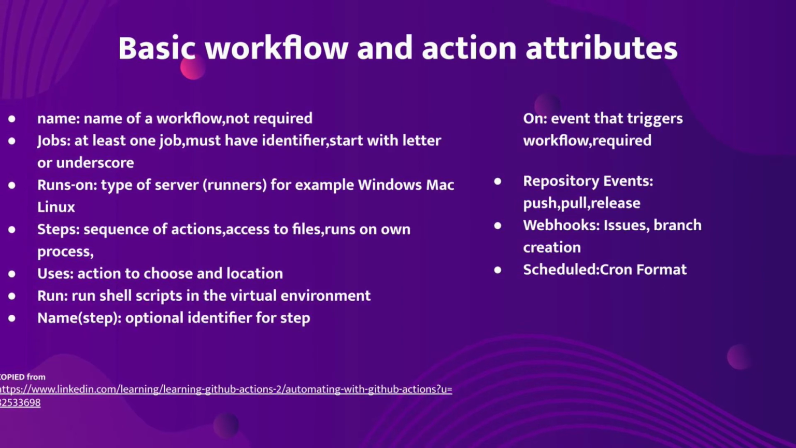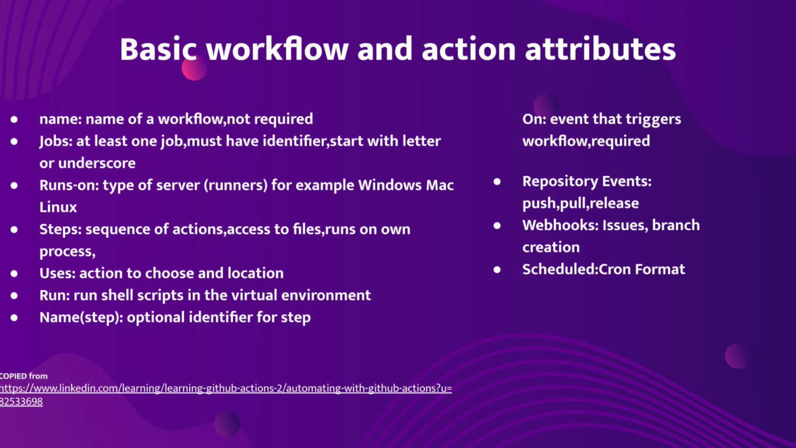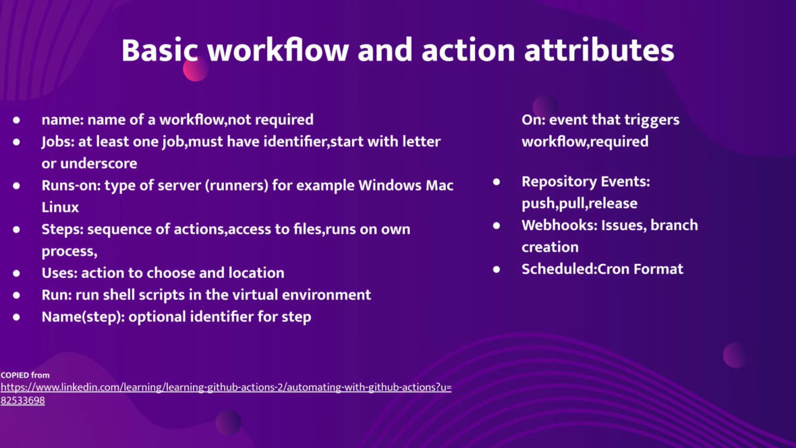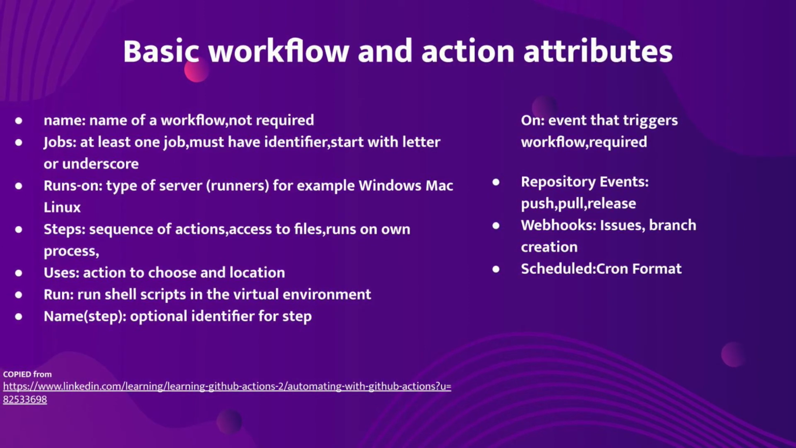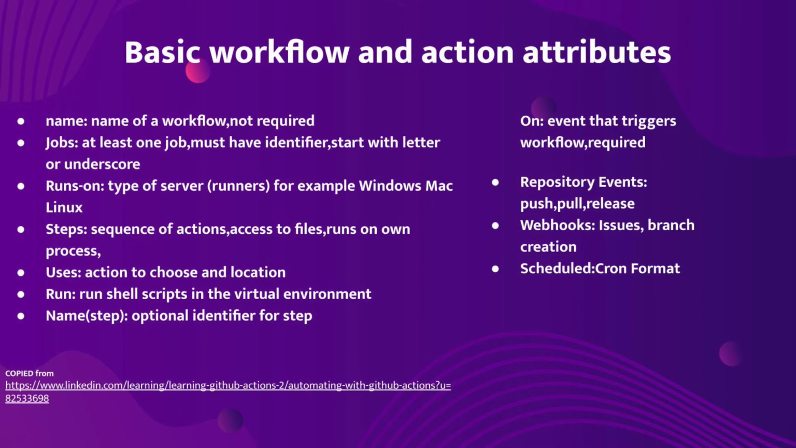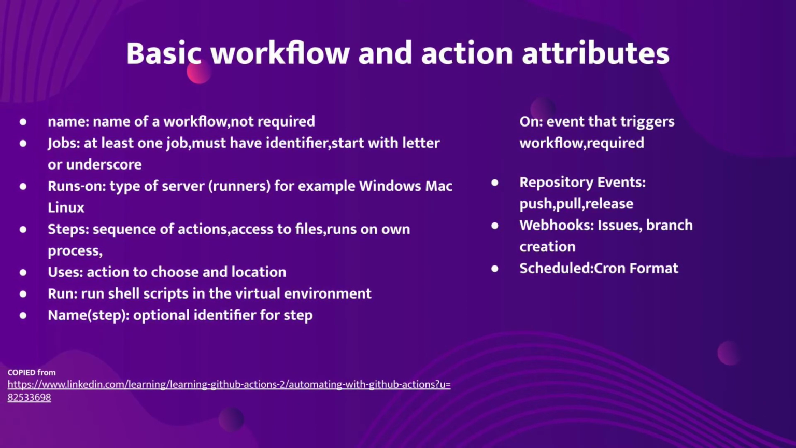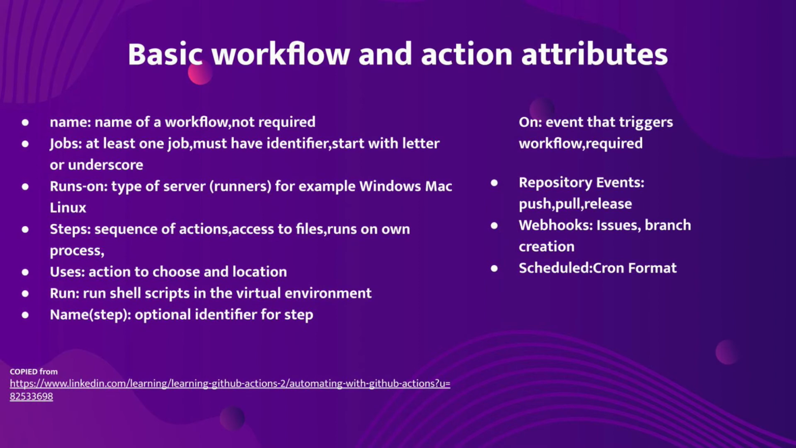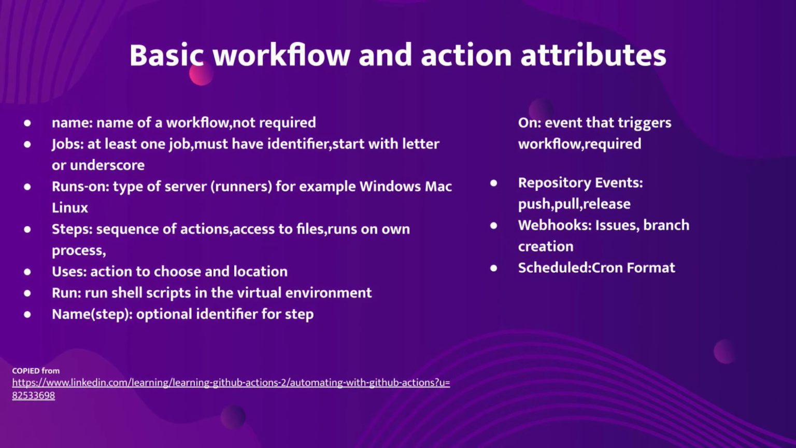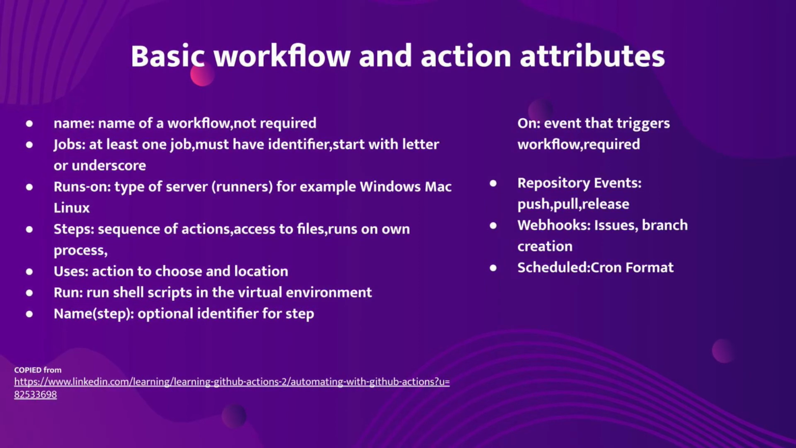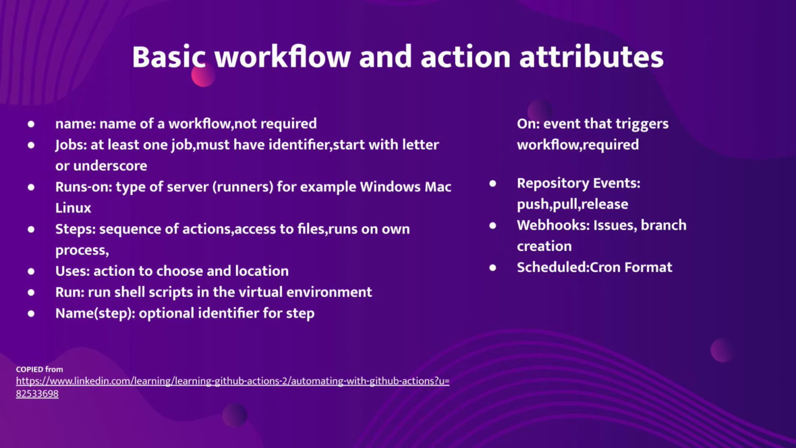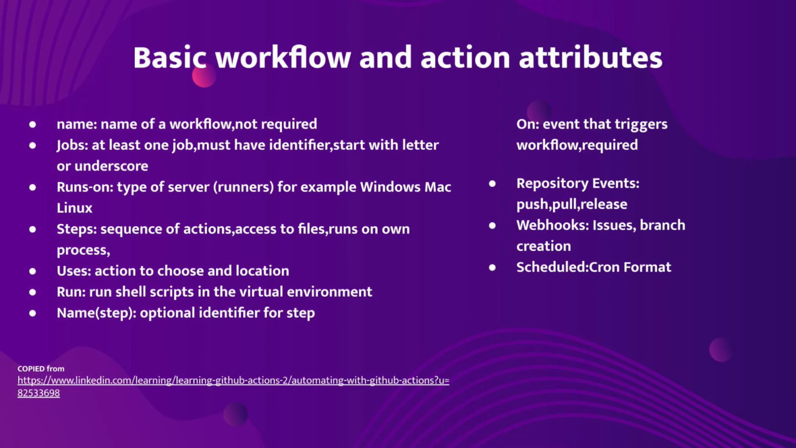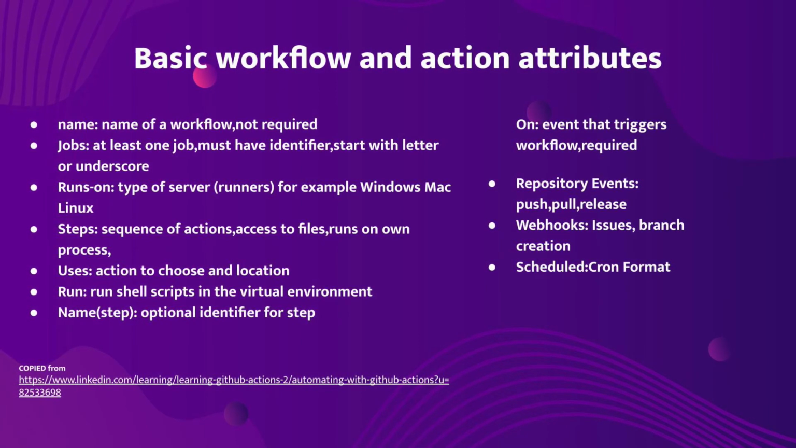Steps. Steps are sequences of actions. You might not know yet, but steps are able to access files. Every step runs in its own process. You can give each step a name. The uses keyword tells GitHub which action to use and where it is located. We can use our own action or use community actions on the marketplace. The run attribute allows us to run shell scripts in the runner's environment.